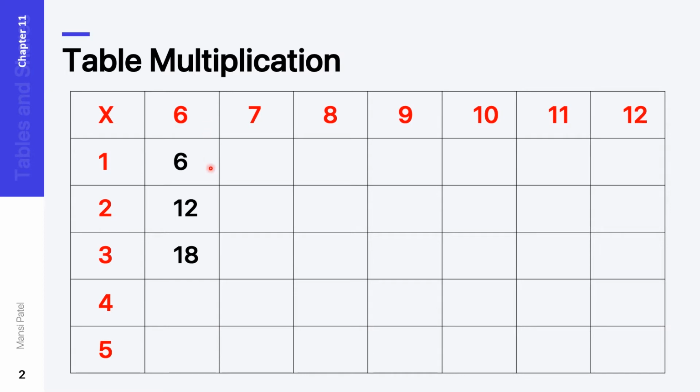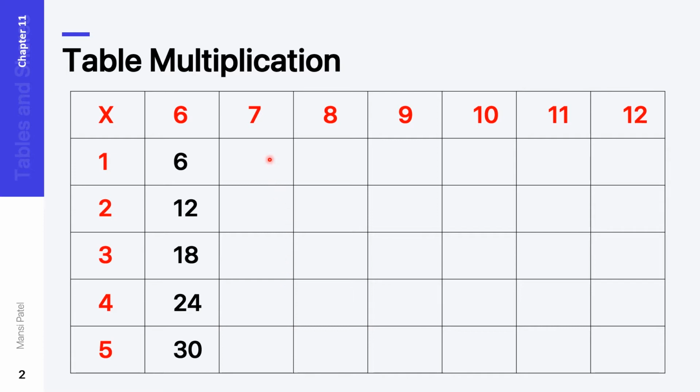Now again 6 and 4. The numbers are 6 and 4. So the answer is 6 4s are 24, that you have to write down here. Now in this box 5 and 6. 5 6s are 30. Like this way you have to write down the multiplications of the table.